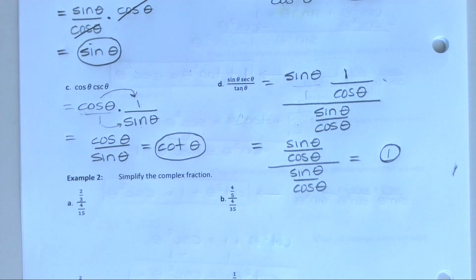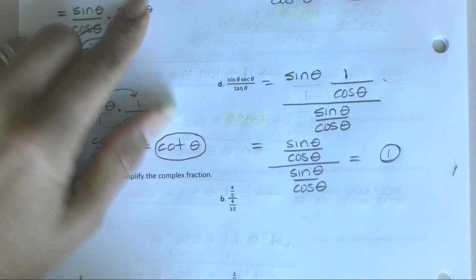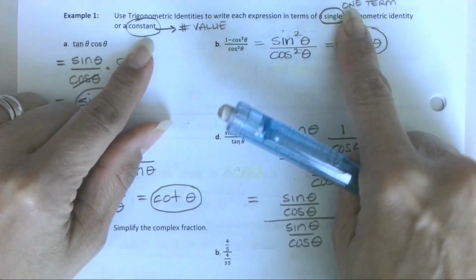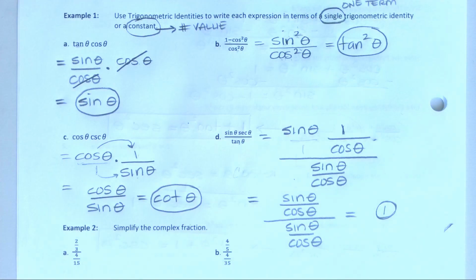It can be a number value. Yeah, so up here, it can be either a term or a constant. Yeah, good question.